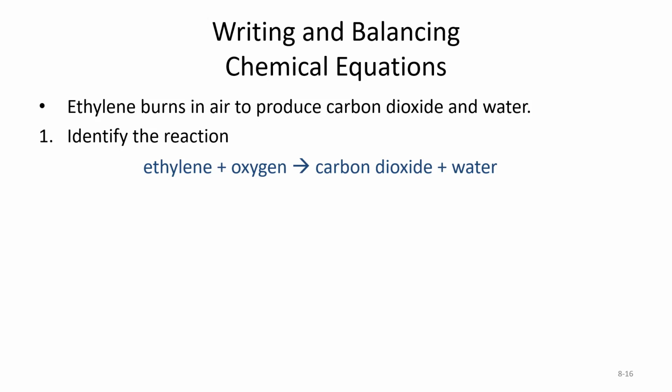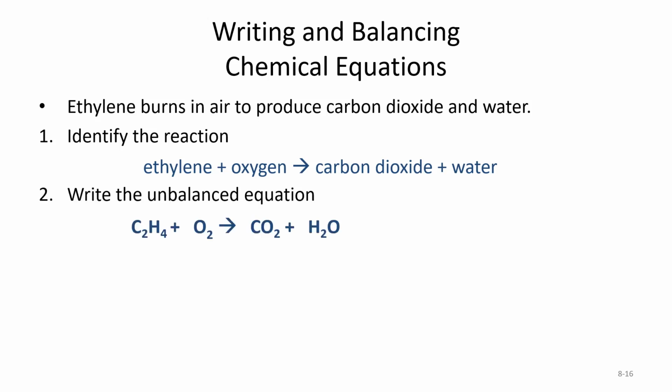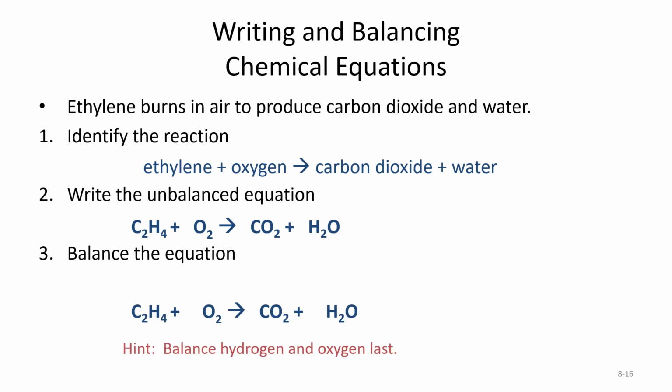Ethylene plus oxygen yields carbon dioxide and water. So first we're going to write the unbalanced equation, and then we're going to balance the equation. So it's a good practice to balance the hydrogen and oxygen last. So I start with the carbon.